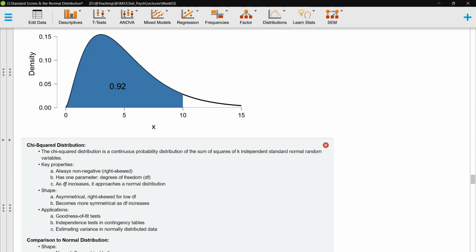And if the degrees of freedom increases, it approaches a normal distribution. At this point, this is the chi-square distribution with degrees of freedom of 5, and it doesn't look like a normal distribution. It is non-symmetric, and it has the tail in the right direction. But if we have a very big number of degrees of freedom, it looks like the normal distribution.